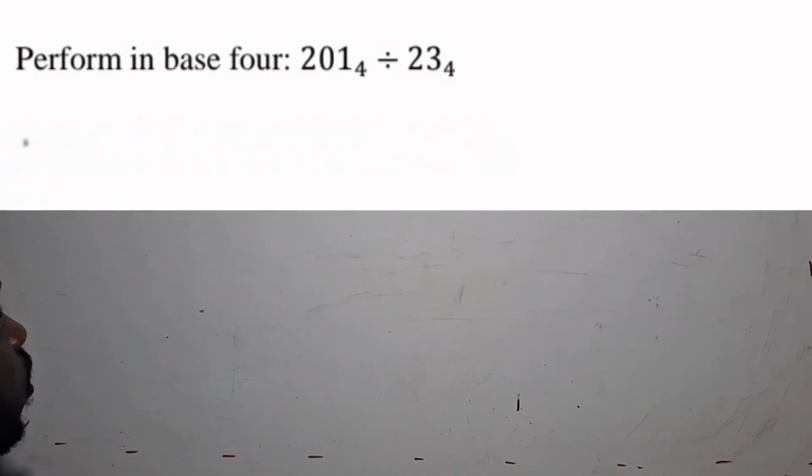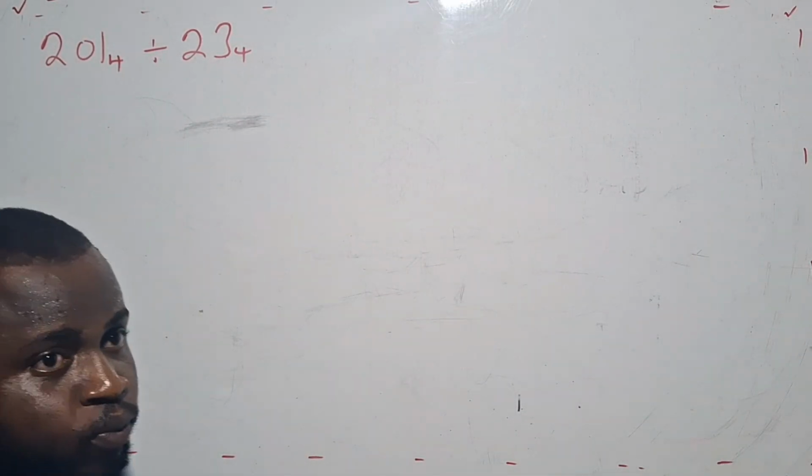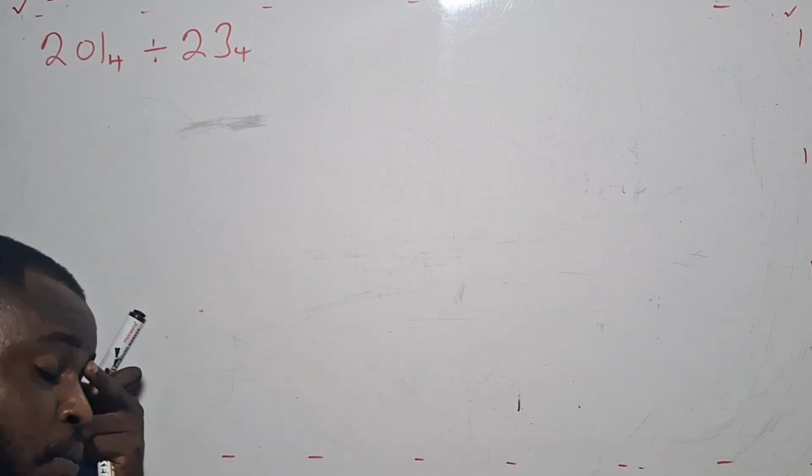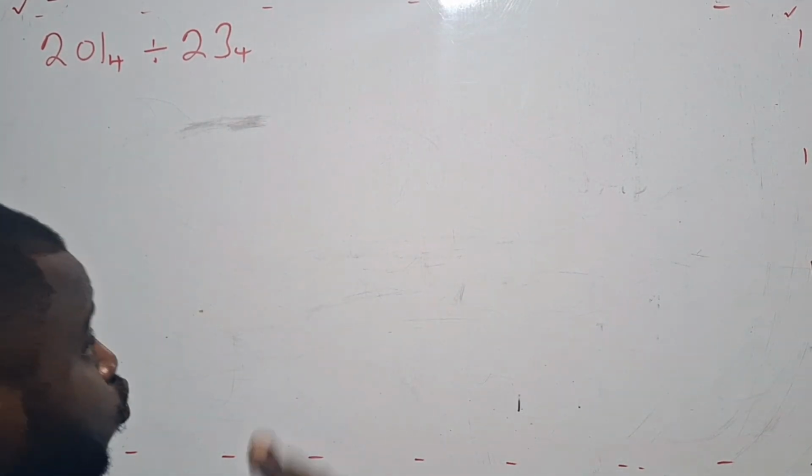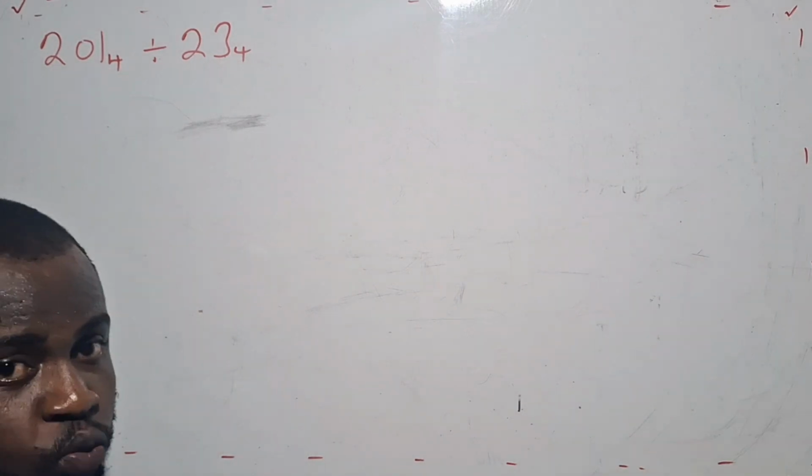So as the next question is posted on the screen, we are to perform 201 base 4 divided by 23 base 4. This one, they didn't tell us we should leave our answer in the base. You should know, since this is in base 4, the answer should definitely be in base 4. So if you get something more than base 4, you have to use the table of successive division method to change it to base 4.